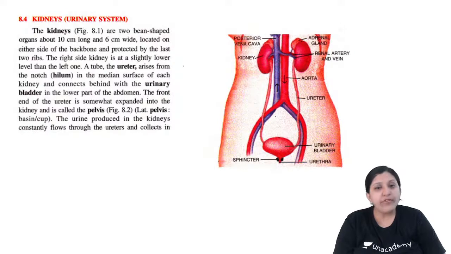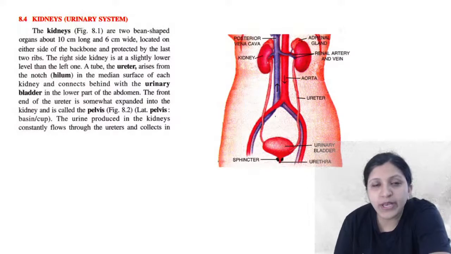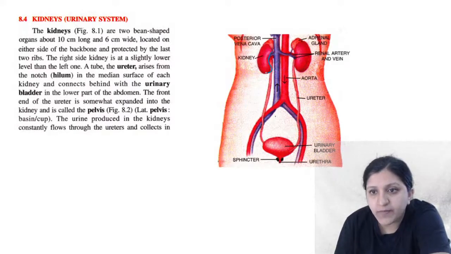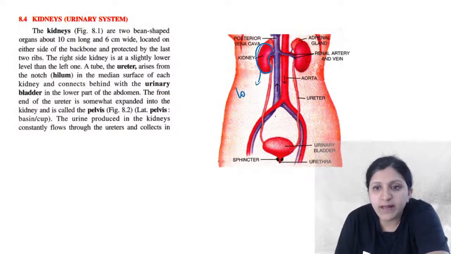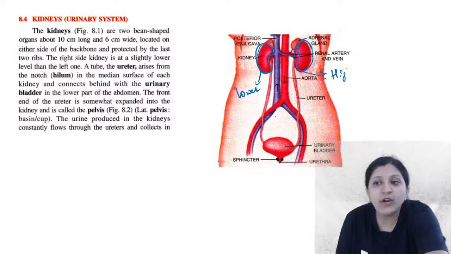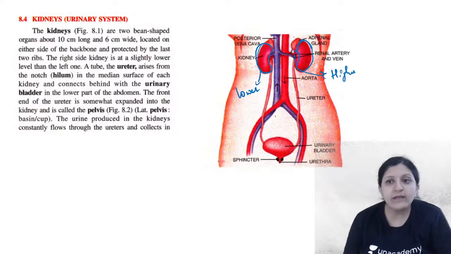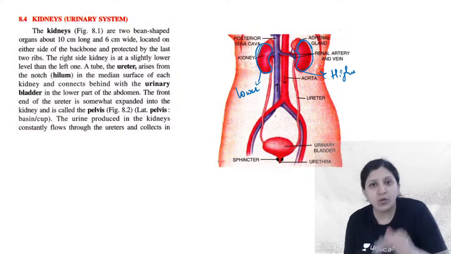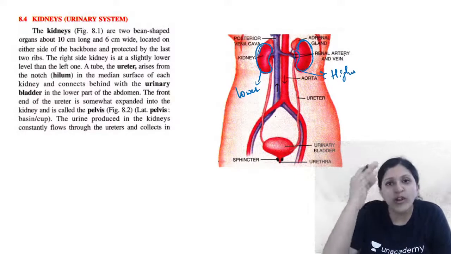Okay, so when we mention the kidney, you can see here the kidney towards the right side. This right side kidney is somewhat lower. This one is slightly lower, and this kidney you can observe is slightly higher. When you are drawing this diagram, you need to draw the right kidney below itself, and the left kidney you need to draw somewhat up.